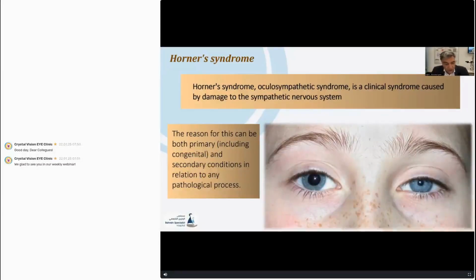For example, Horner's syndrome is associated with damage to the sympathetic part of the nervous system, particularly the cervical sympathetic ganglia, which, as we know, largely innervate many structures and muscle elements inside the eye. And such damage can be primary, or it can be secondary in relation to some pathological process, starting from oncology, ending with injuries or with a pathological process, and so on.